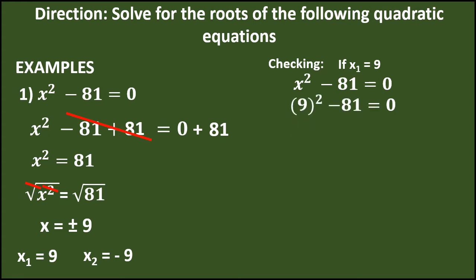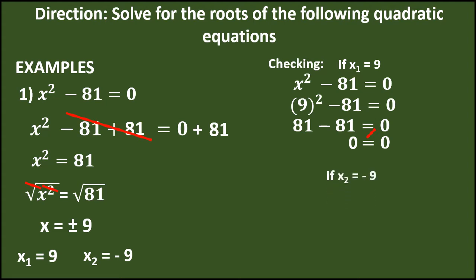So it will become quantity 9 squared minus 81 equals 0. So what is 9 squared? 9 times 9 is 81. 81 minus 81 equals 0. 0 is equal to 0. So meaning, we are going to accept 9 as a root of the quadratic equation x squared minus 81 equals 0. But what about the negative 9?